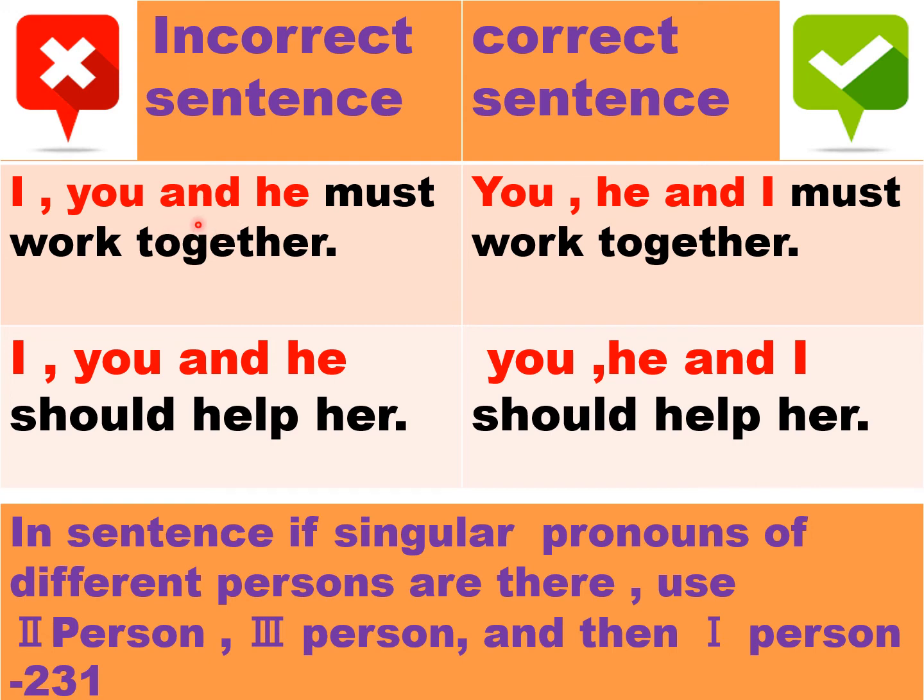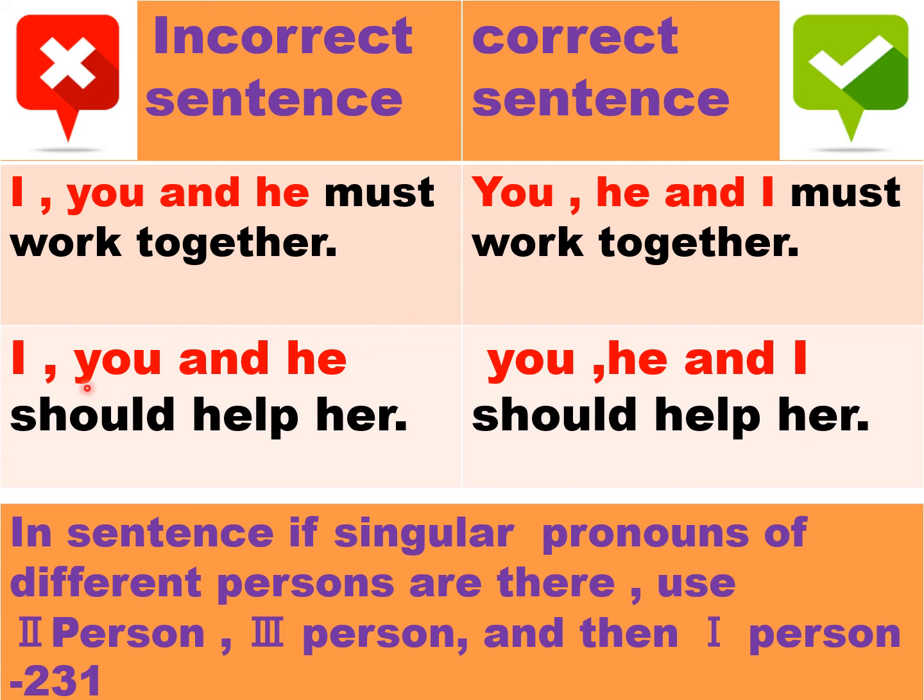We must keep the 2, 3, 1 order in mind. Say "I" is the first person, "you" second person, "he" third person. But what's the rule? 2, 3, 1. Second person, third person, and then first person. So the correct answer is "You, he, and I must work together." Second person, third person, and first person.